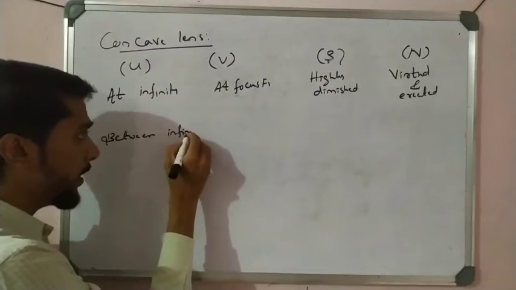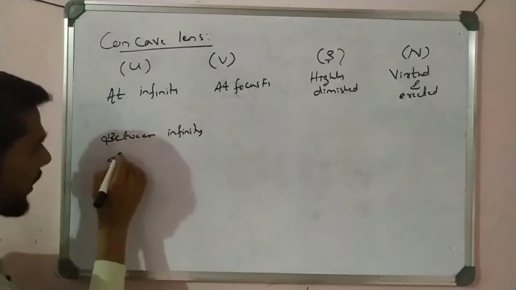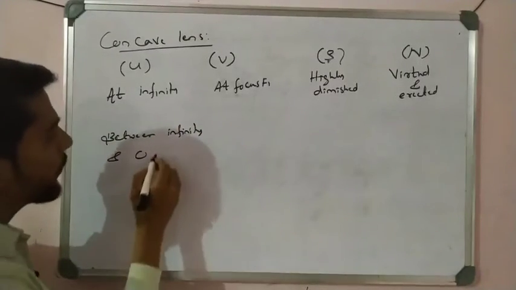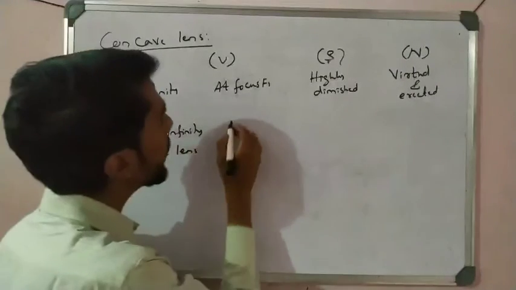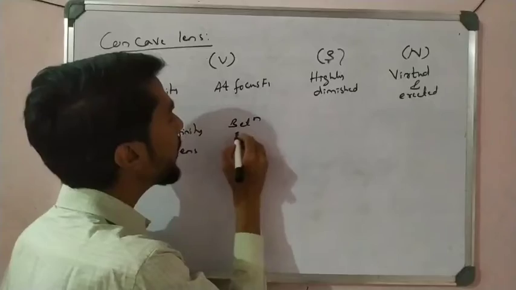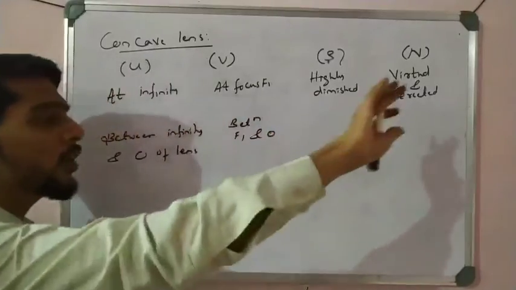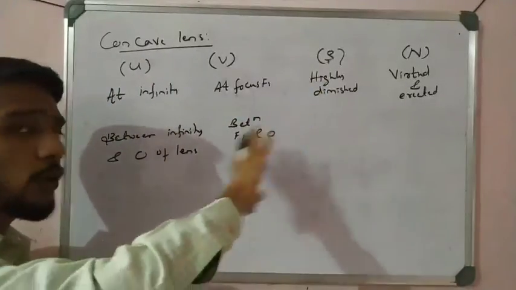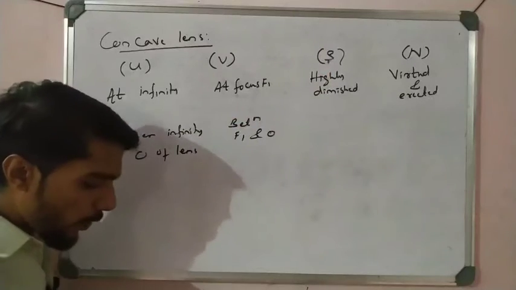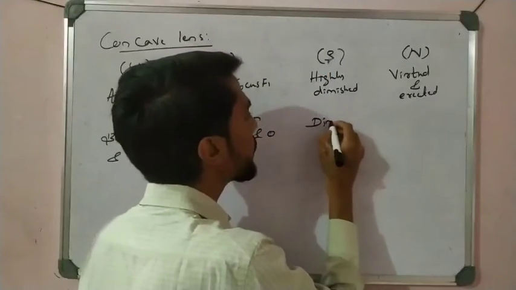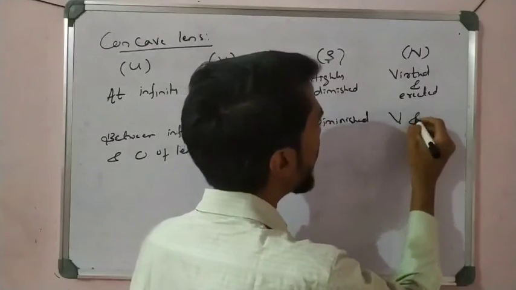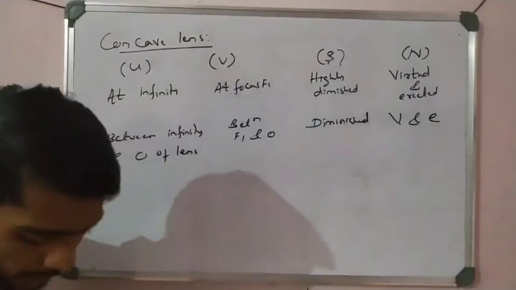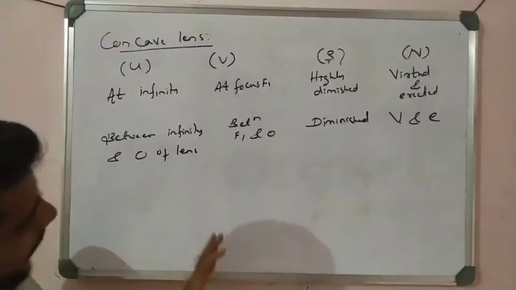So the second case, between infinity and O of the lens, optical center of the lens. In that case, the image is formed between F1 and O, anywhere between F1 and O. It is also diminished, and it is also virtual and erect. Virtual and erect, students.